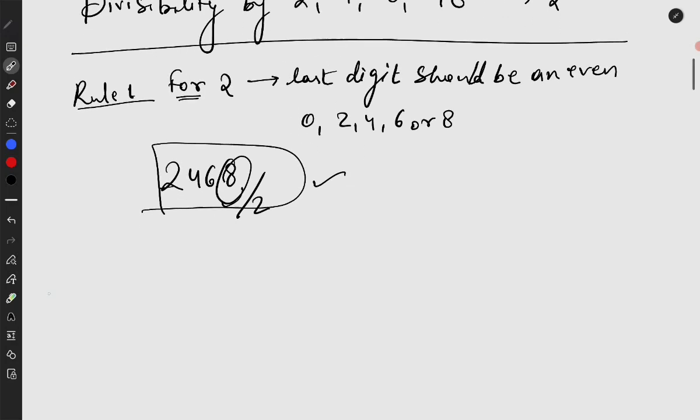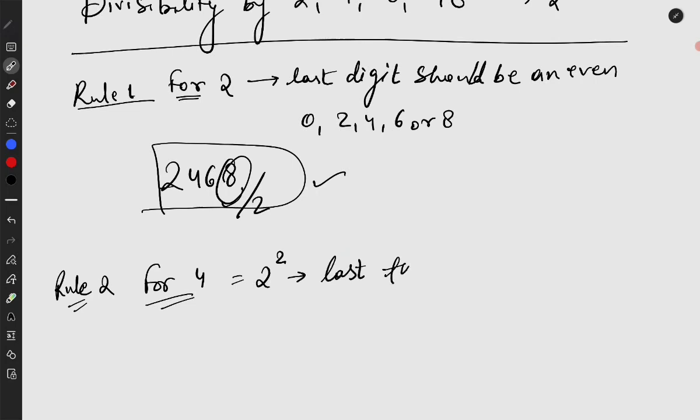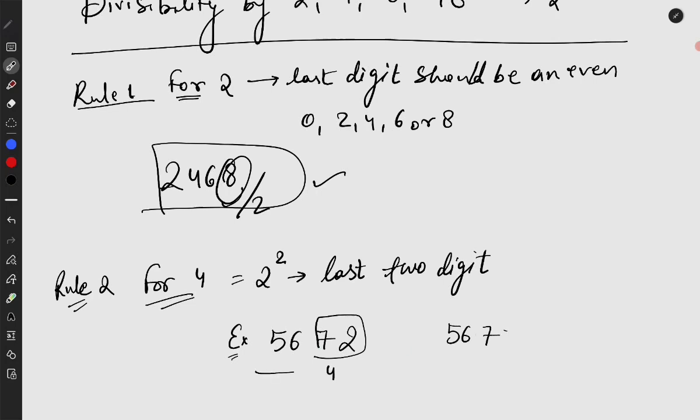Alright. Now let's see the second rule, that is for 4. Now 4 can be represented as 2 to the power 2. To check whether a number is divisible by 4 or not, we should go for the last two digits of a number. If the last two digits of a number are divisible by 4, then we can clearly say the number would be divisible by 4. Example, 5672. Can we divide 72 by 4? If yes, then the entire number will also be divisible by 4, so we don't need to do the full division. We can directly say that yes, the number would be divisible by 4.